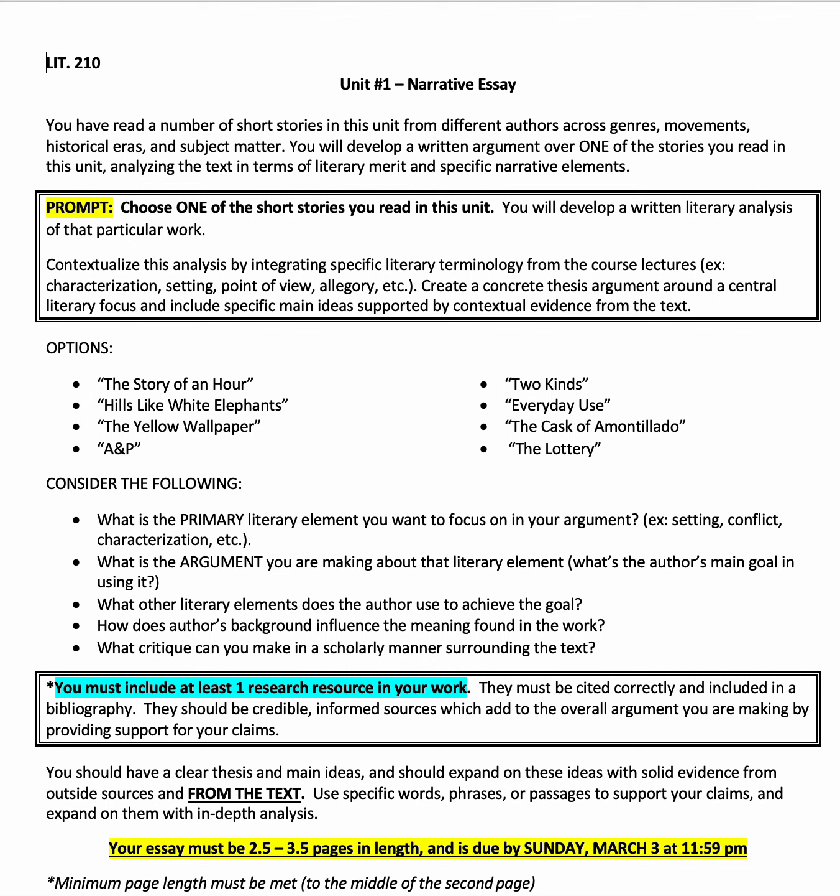So because there's so much to think about, what is the primary literary element that you want to focus on? Again, try and think of it in kind of buckets of setting, conflict, theme, whatever it might be. What's the argument that you're making about it? What other literary elements then does the author use to achieve that goal?